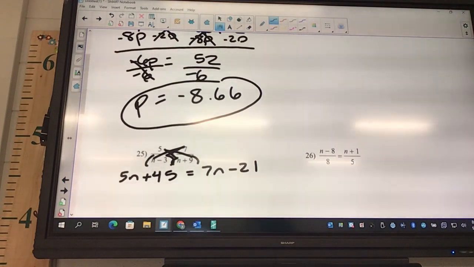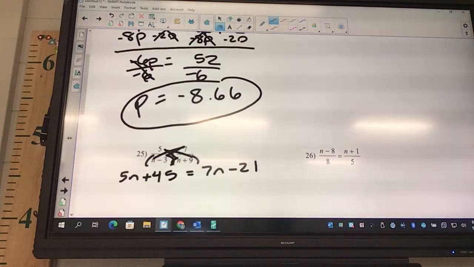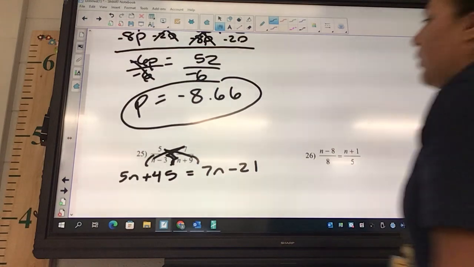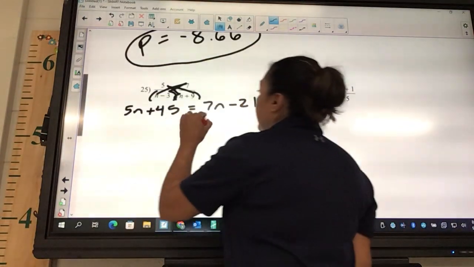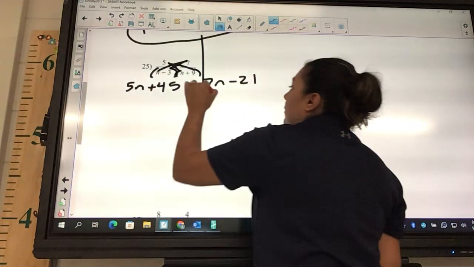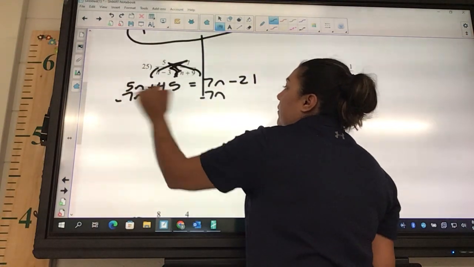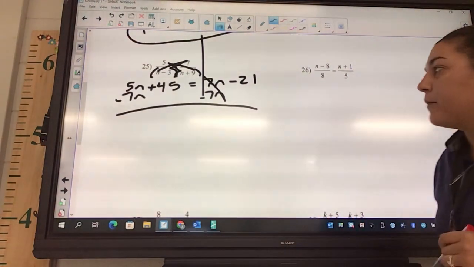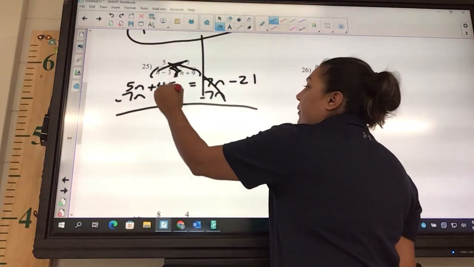What needs moved? The 7. What's it go under? The 5. Under the 5. Okay, and then what else needs moved? The 45.